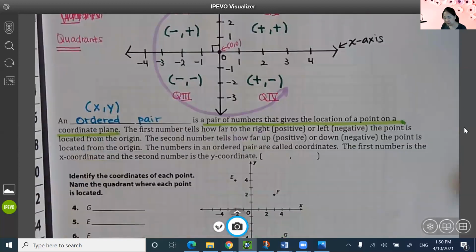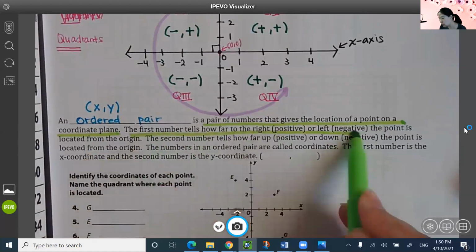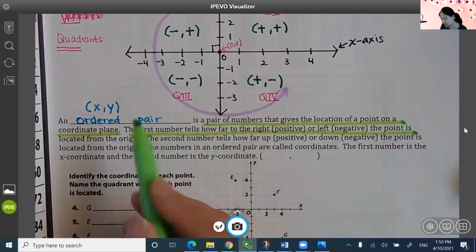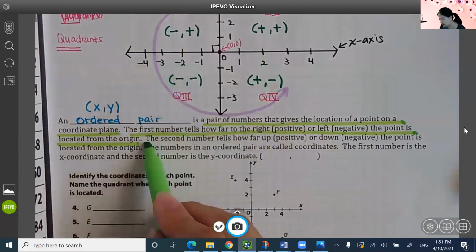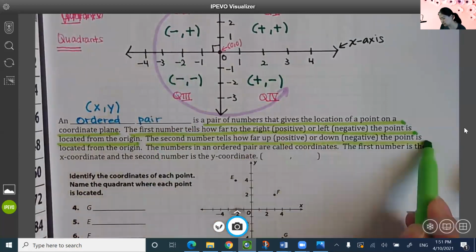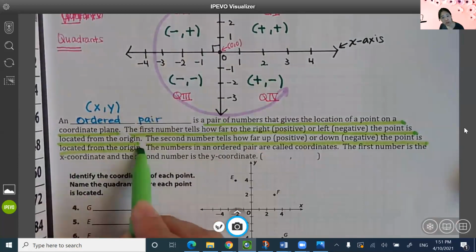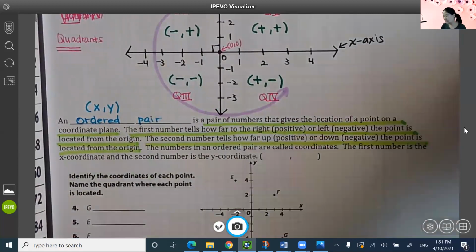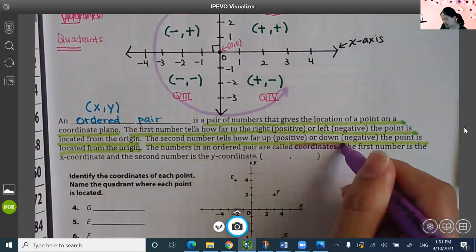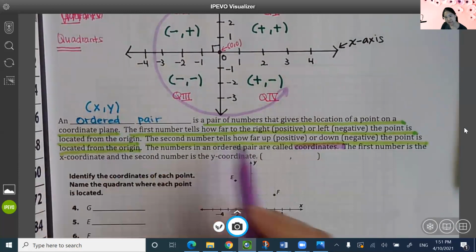The first number, the x, tells how far to the right or left the point is located from the origin, right or left. And then the second number tells how far up or down the point is located from the origin. The numbers in an ordered pair are called coordinates. So that's why I kept saying this is the x coordinate and this is the y coordinate, because they are called coordinates, okay?